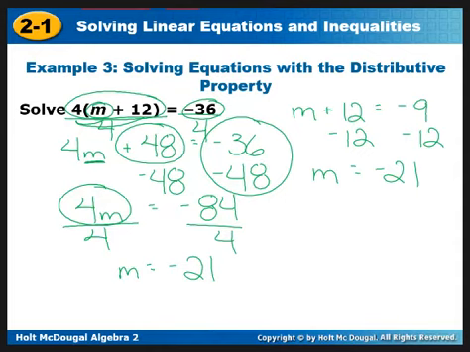All right, now, it's not necessarily always going to work like that. For example, if this number, this negative 36, was not divisible by this number out front, you're probably not going to want to divide right away because you're not going to get a whole number, and we don't really want to work with decimals if we don't have to.